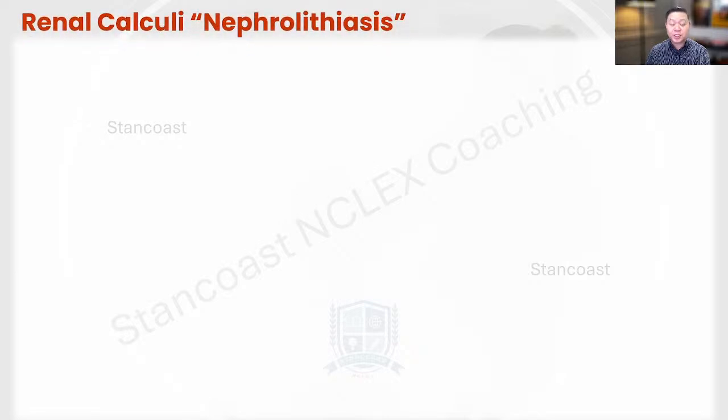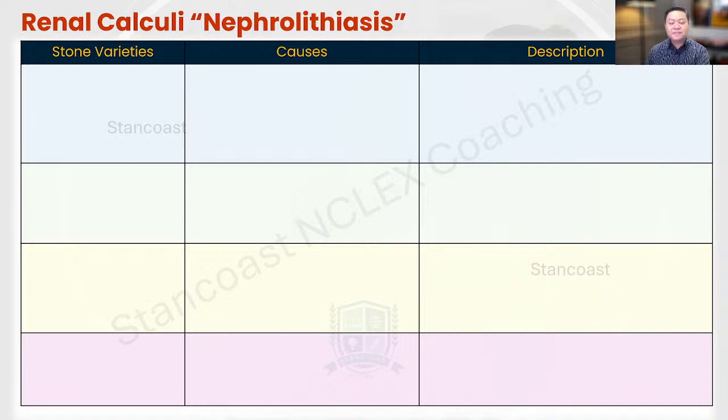Now, we are going to talk about the different varieties of stones. And this is something that could potentially come out in your test, especially if you're going to provide some teaching on what dietary modification needs to be done at home whenever they have a particular stone. So we're going to identify those 4 different types of stones. First we have calcium stones, and this is something that can be caused by an acidic urine. It will favor the formation of calcium oxalate stones.